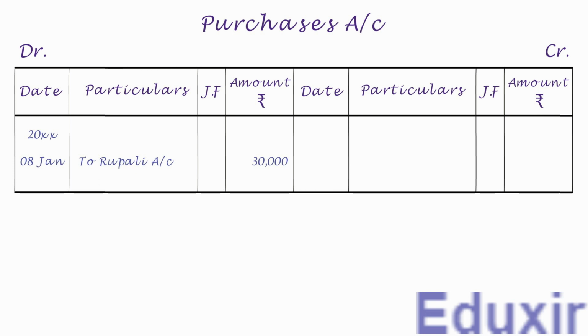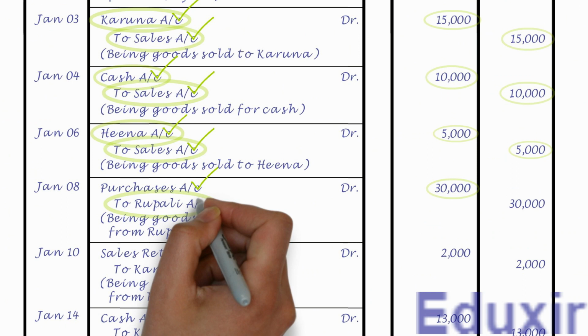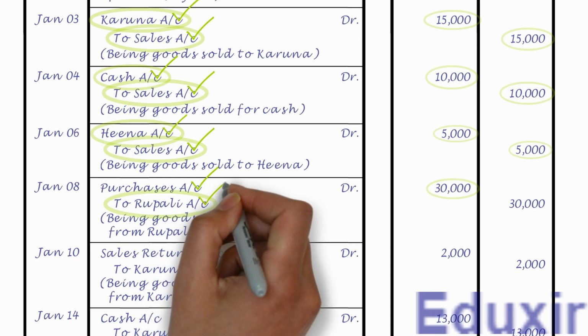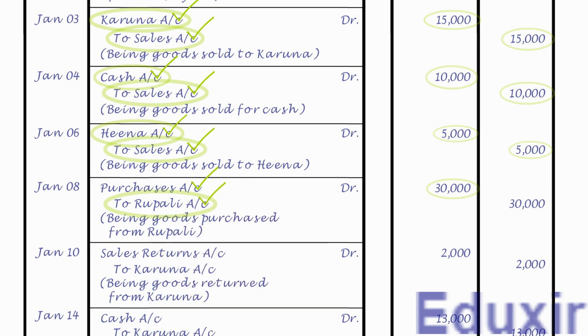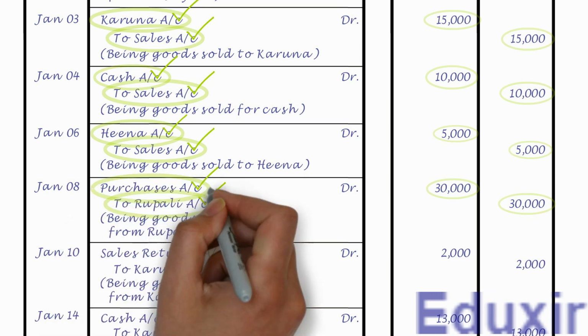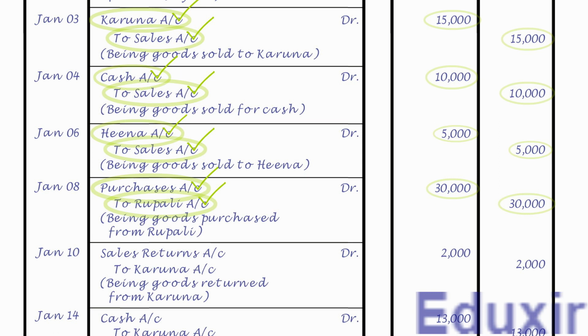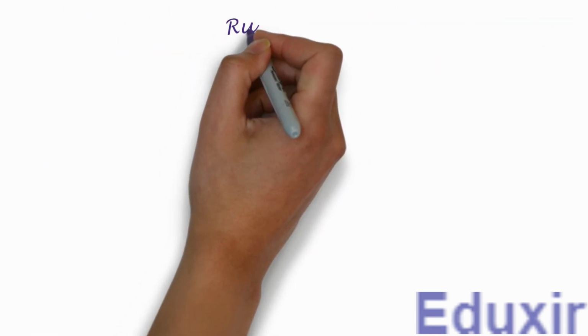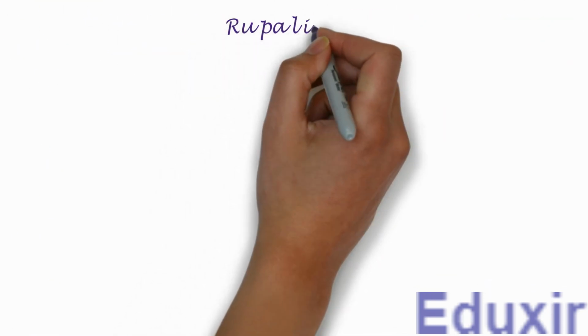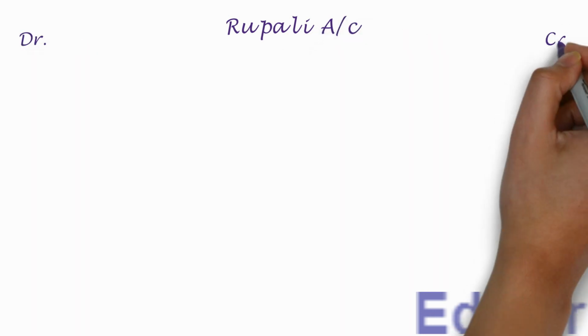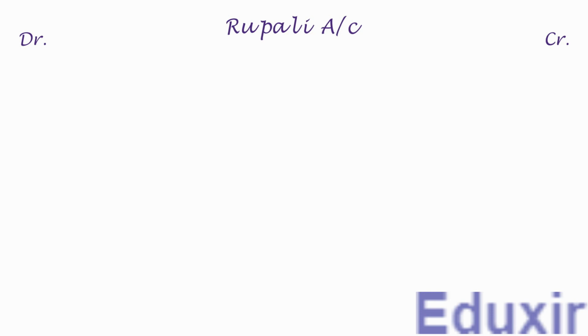Let us now take up the next entry. As the name suggests, it needs to be posted on the credit side of Rupali account and the credit amount is 30,000 rupees. Note that the details that need to be posted into the particulars column is purchases account. For posting this entry, we need to create a ledger account for Rupali as it is not yet created. Let us first write the title as Rupali account. Let us then write the headers DR and CR to designate the debit and credit sides respectively.